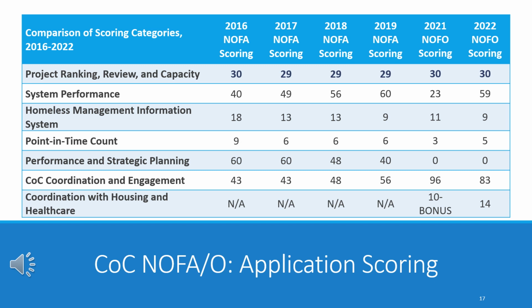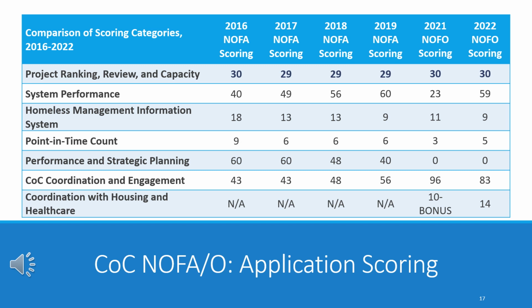At the same time, HUD has zeroed out the points in the performance and strategic planning section. Most of those points were related to CoC work on reducing homelessness among specific subpopulations. While some of the questions have entirely disappeared from the application, many others are now accounted for in the CoC coordination and engagement section. Additionally, you may notice that system performance was worth fewer points in 2021. This was due to COVID.